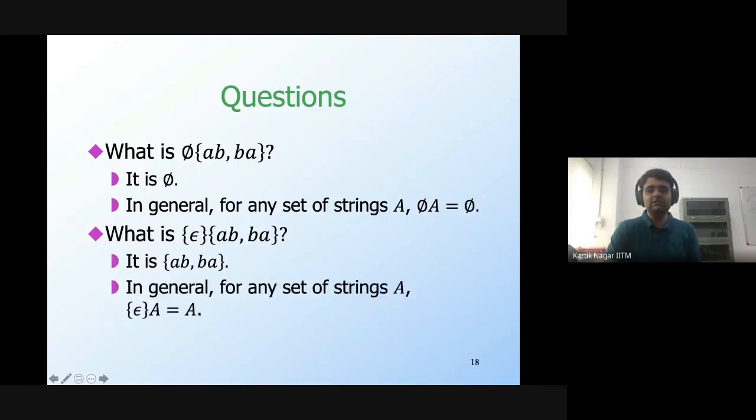And this is also true in general. For any set of strings A, if you concatenate it with the set which only contains epsilon, then you get A itself. Okay, good.